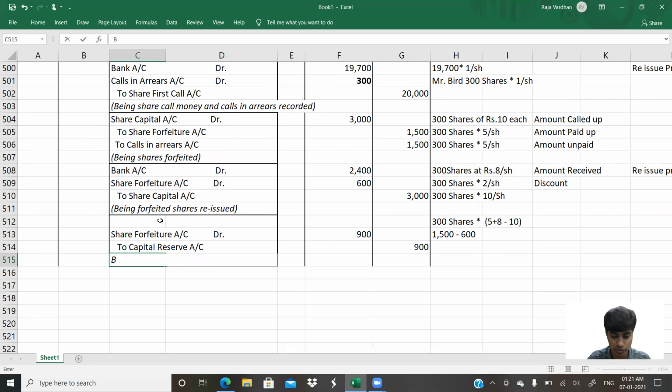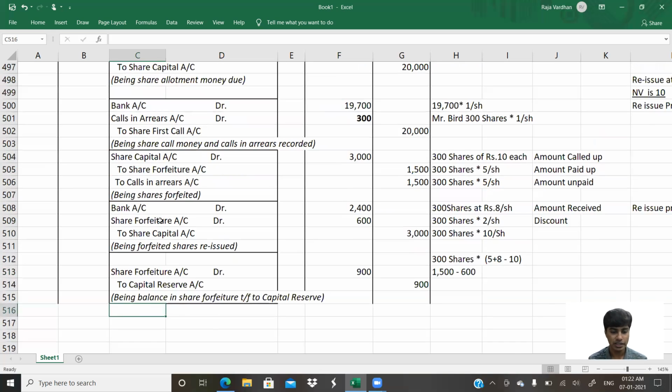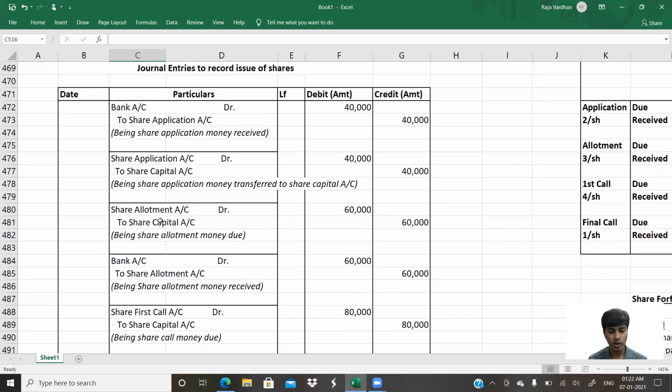What is this? Being balance in share forfeiture transferred to capital reserve. Yeah, you guys can also write it this way. Usually you might have learned it like any balance in share forfeiture should be transferred to capital reserve. The logic is this part. Yes, did this help? I hope you guys understood.